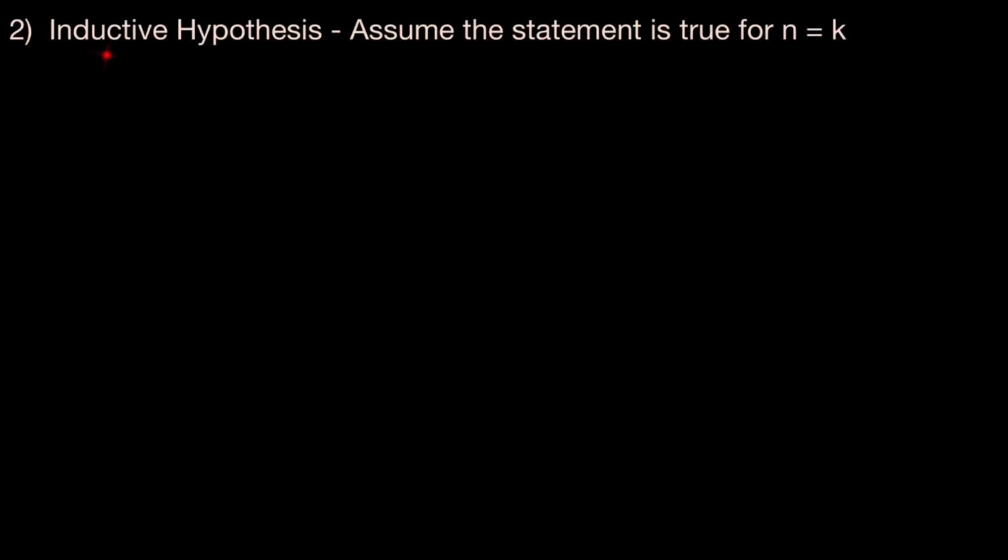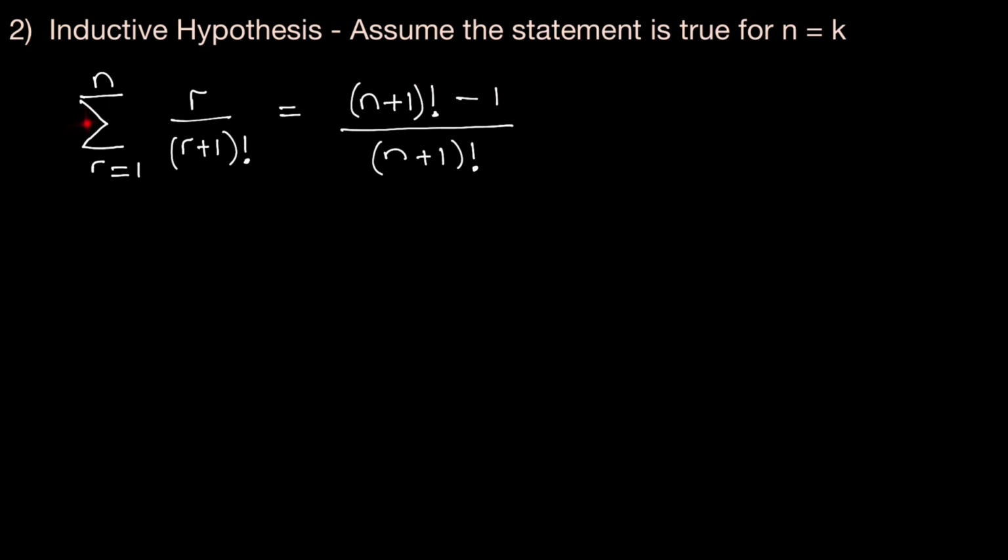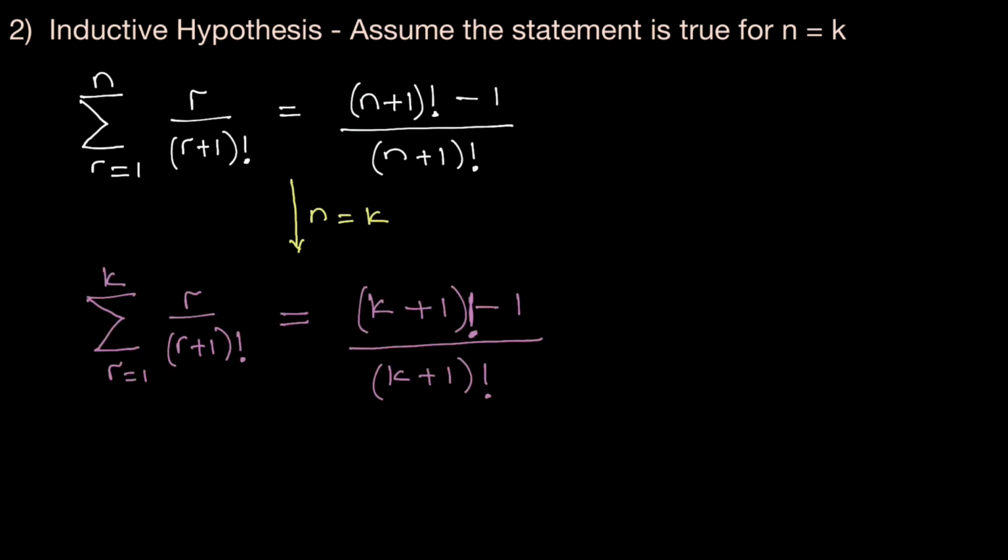Step 2. Inductive hypothesis. Assume the statement is true for n equals k. Here is the equation again. We need to change n to k. So we have n plus 1, replace n with k, so you get k plus 1 factorial minus 1 over k plus 1 factorial. And we're going to use this step 2, the inductive hypothesis, in step 3.